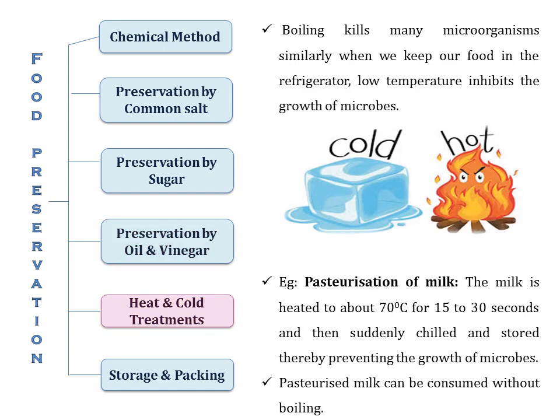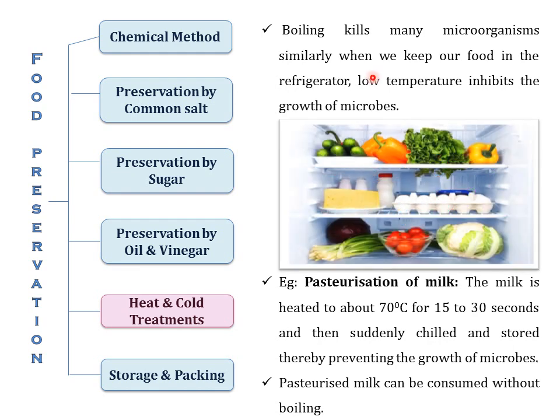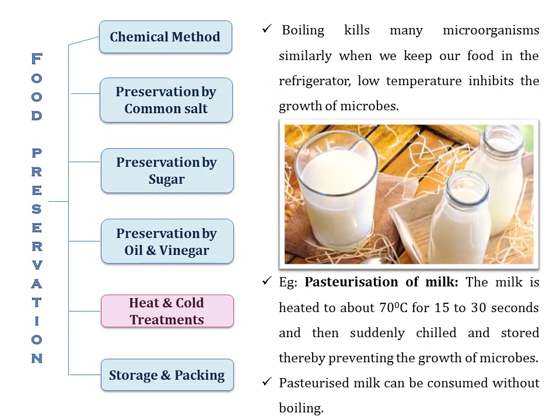Now the fifth method is the heat and cold treatments. Boiling kills many microorganisms. Similarly, when we keep our food in the refrigerator, low temperature also restrains the growth of microbes. Example of hot and cold treatment is the pasteurization of milk. Now, how do we do this pasteurization? The milk is heated to about 70 degrees Celsius for 15 to 30 seconds and then it is suddenly chilled and stored, thereby preventing the growth of microbes. And this process is called as pasteurization. And pasteurized milk can be consumed without boiling.